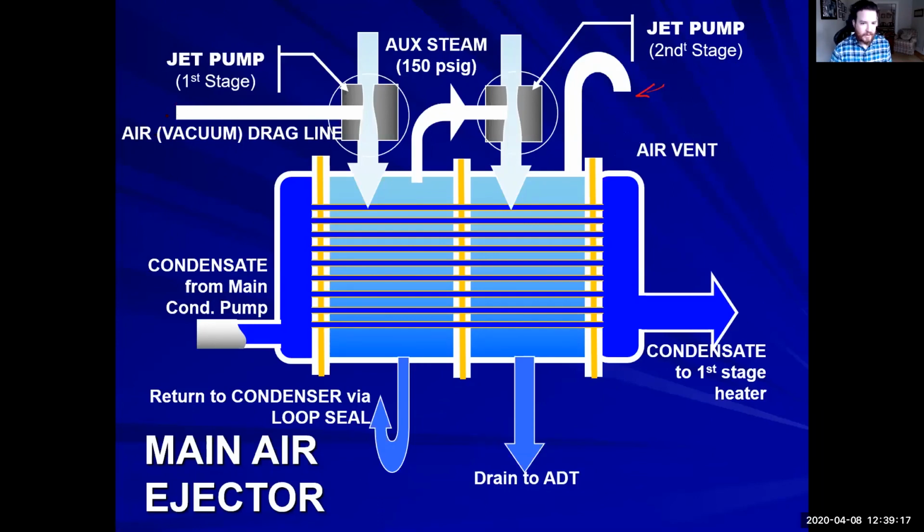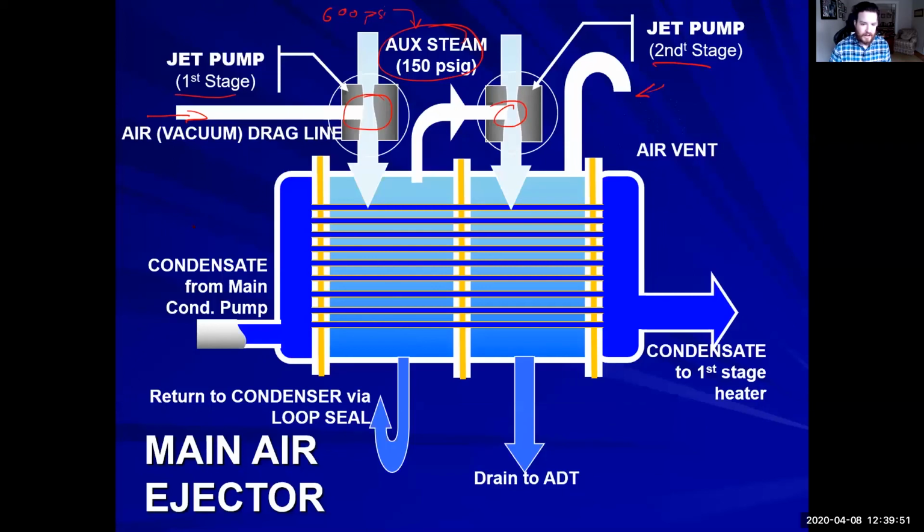But what we do have is our air vacuum drag line. So this is coming from the condenser right here. Again, we're still using the Venturi effect in these portions. And these are 150 PSI auxiliary steam, which is coming from our boiler. It goes through a reducer station to go from 600 PSI to 150. So we have two stages.